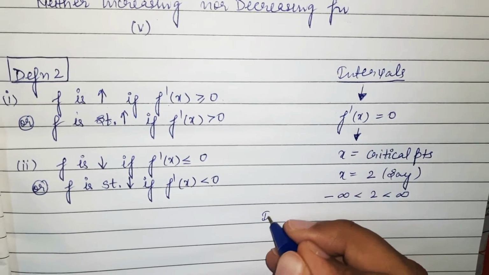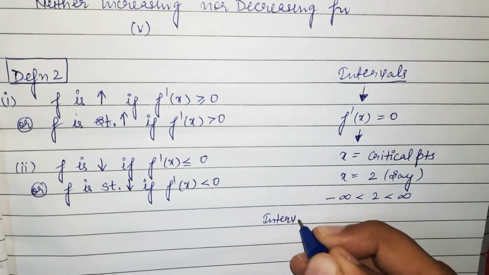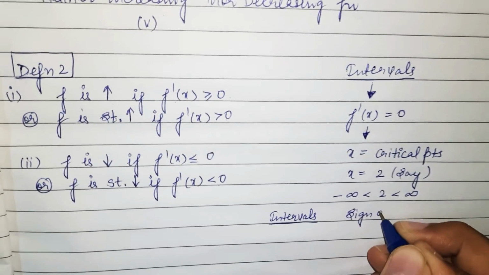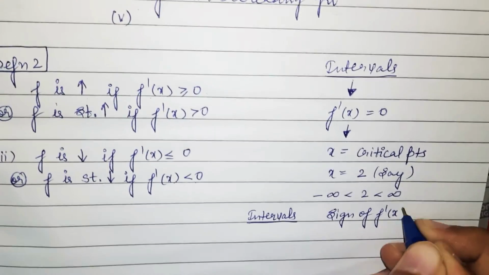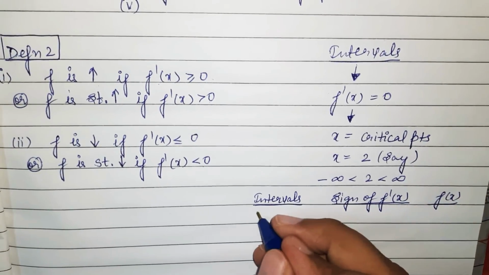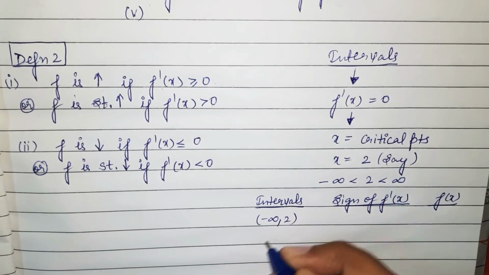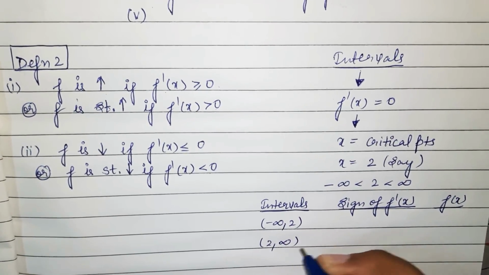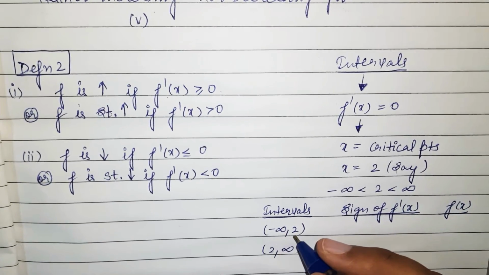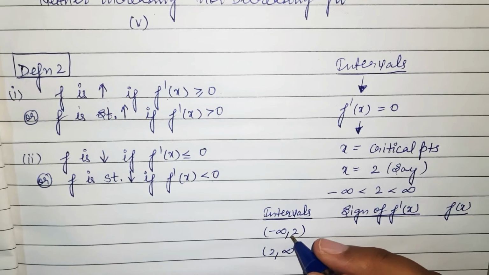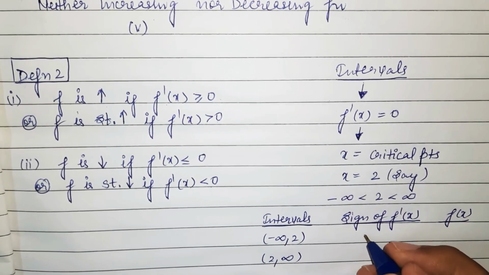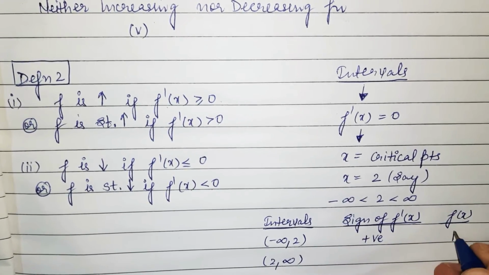So in that case, I need to make a table where we write the intervals. Then we write the sign of f dash x, and this will tell you the nature of f of x. Let's suppose the intervals are minus infinity to 2 and 2 to infinity. I am getting two intervals. Whenever I put a value in between minus infinity and 2 into f dash x, I get a positive value. So that means this is increasing.